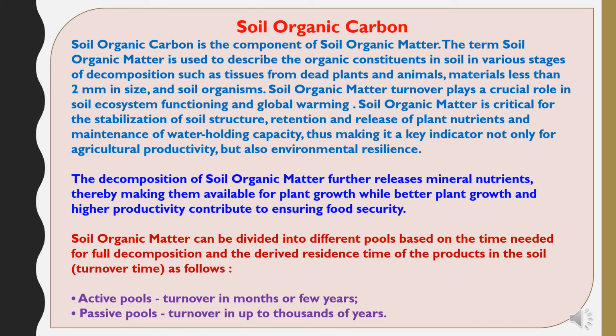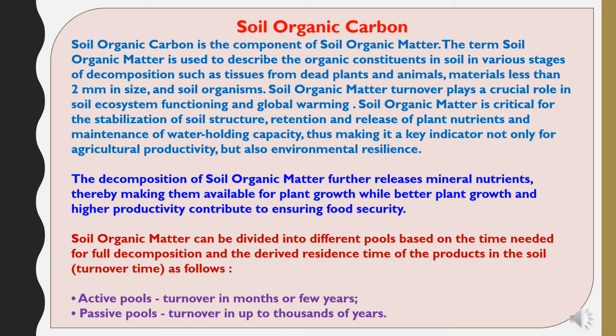Now we will study about soil organic carbon. Soil organic carbon is the component of soil organic matter. The term soil organic matter is used to describe the organic constituents in soil in various stages of decomposition, such as tissues from dead plants and animals, materials less than 2 mm in size, and soil organisms. Soil organic matter turnover plays a crucial role in soil ecosystem functioning and global warming.